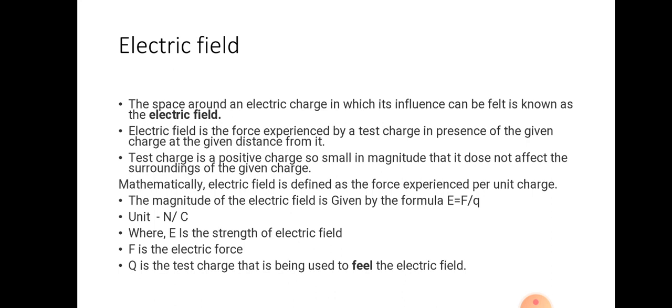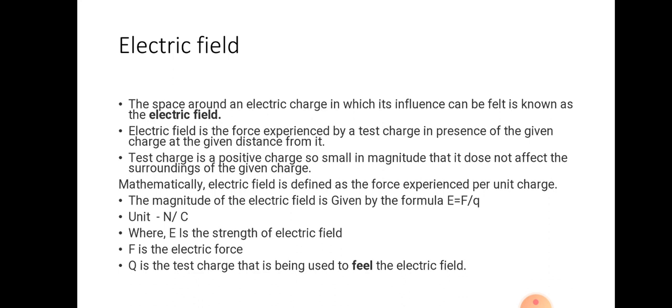Now it is said that the space around an electric charge. Now this electric charge may be positive charge carrier or the negative charge carrier. Now the space around this electric charge, okay, and till a particular distance, the influence of electric charge can be felt is known as the electric field. Okay, got the meaning of electric field?